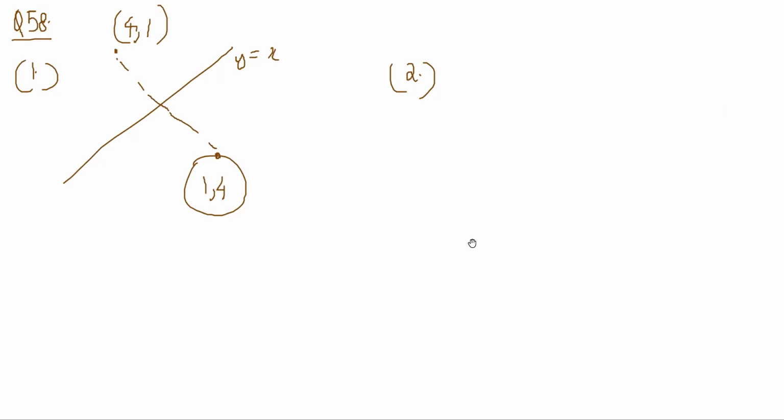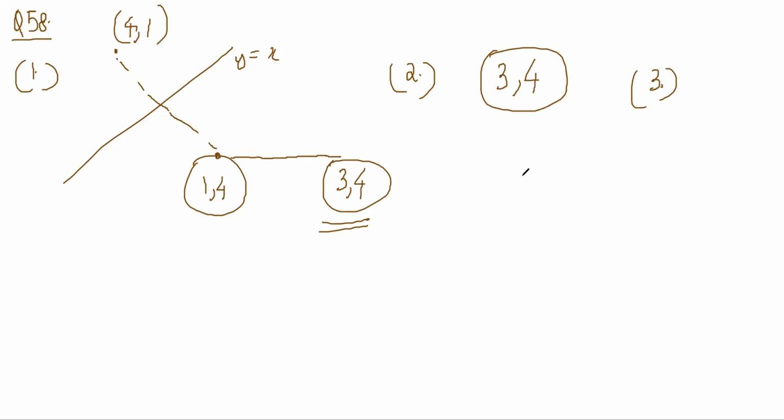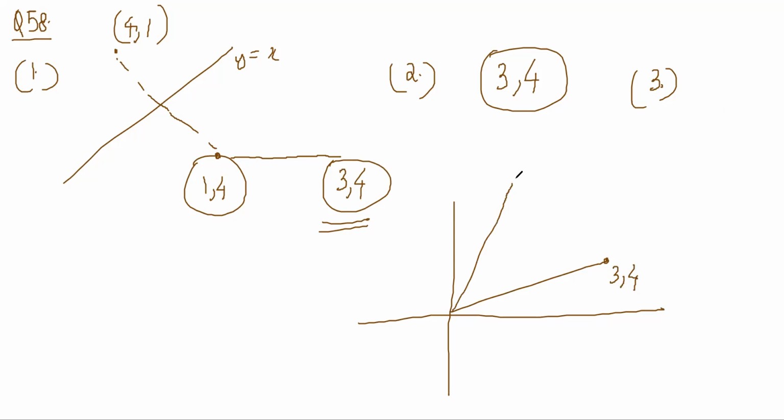Then the second thing, translation through a distance of 2 units along the positive x direction. Positive x direction, 2 units. So it will become 3 comma 4. 3 comma 4 is the new point after the second transformation. Third, rotation through an angle pi by 4 about the origin in the counterclockwise direction. So right now you are at 3 comma 4 and you have to rotate it by 45 degrees.